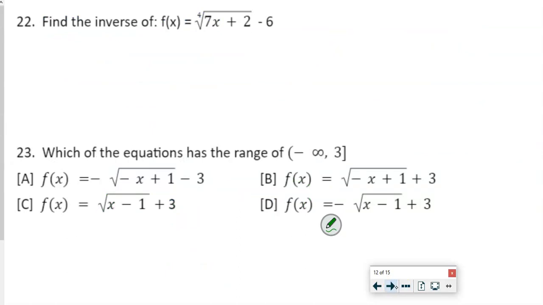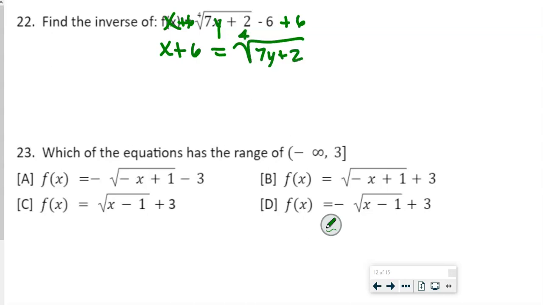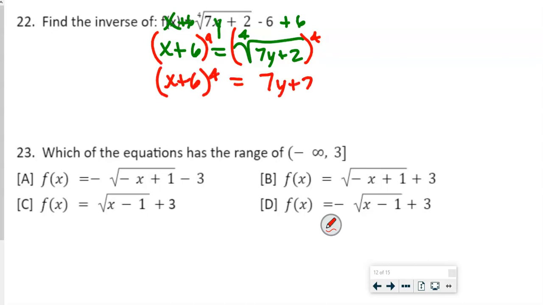Our next one also says to find the inverse of. So again, we're going to put x there and y there. So our first step would be to add 6 to both sides. So this is x plus 6 equals the 4th root of 7y plus 2. So we're going to have to take it to the power of 4 to get rid of that 4th root. And so now we get x plus 6 to the 4th equals 7y plus 2. So we're going to subtract 2 from both sides.